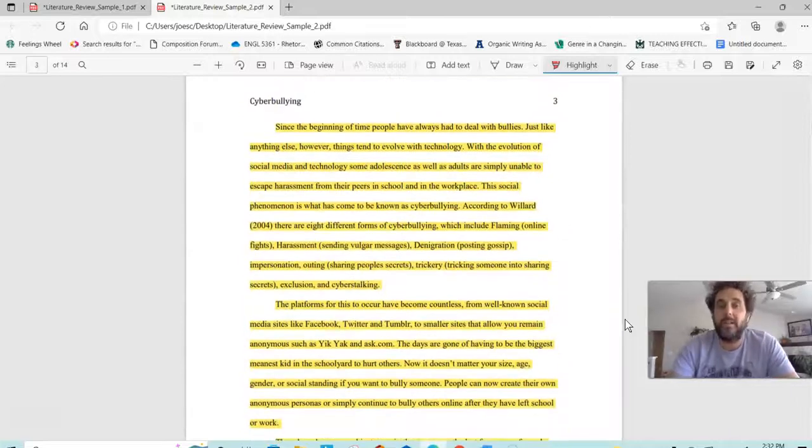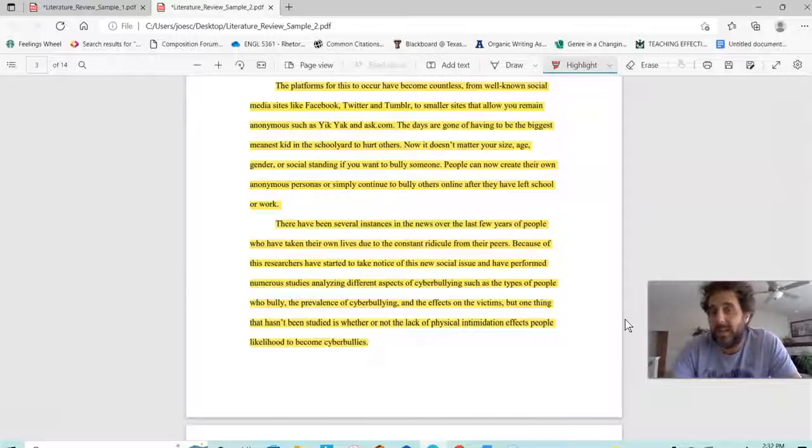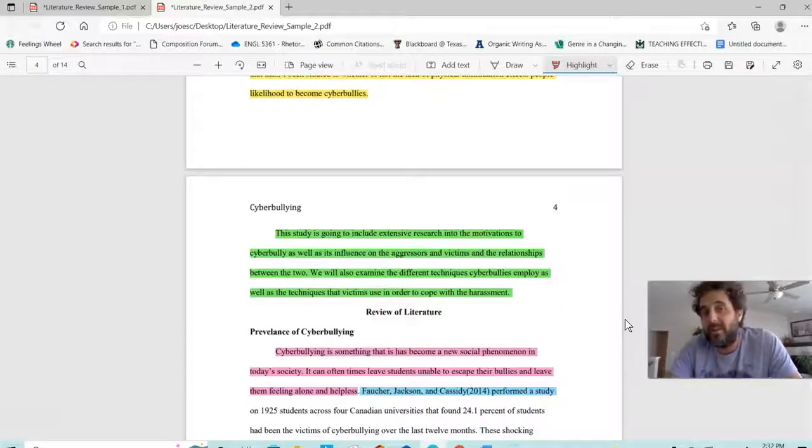Literature review sample number two about cyberbullying. Same thing. We have an introduction that just introduces us to the topic. It doesn't need to have any sources, but it can. And then at the end of that, there is a green thesis statement, which tells us what this study is going to include and what we're going to examine in this study.